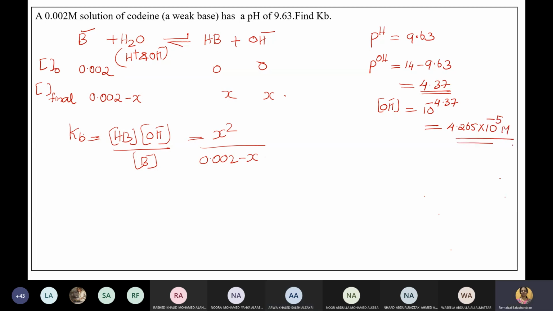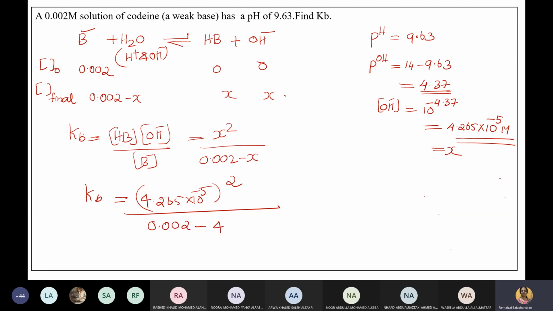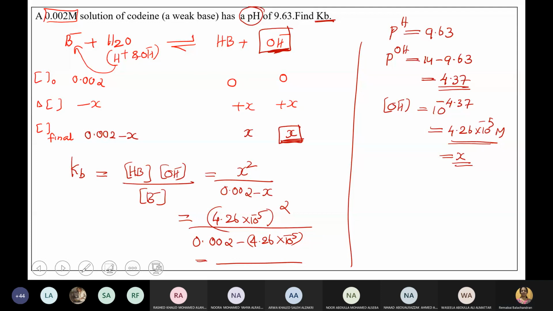Okay, this is much smaller. So KB will be equal to x squared, where x is 4.265 times 10 to the power minus 5, the whole square over 0.002 minus x. You can write approximately 0.002, because this value is so small. So you will get the KB value. Did you do the calculation for KB? No, right? Okay, here also I didn't do it.